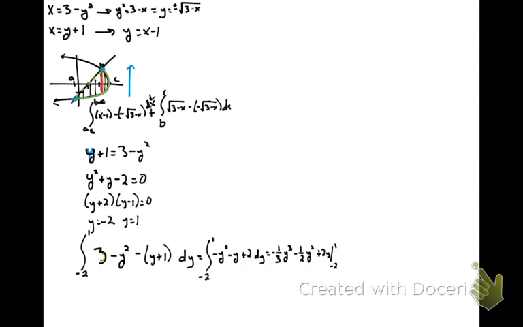Substituting in 1, this will be -1/3 minus 1/2 plus 2, minus, substituting in -2, this will be 8/3 minus 2 minus 4. And simplifying everything down, my area is 9/2 units. Right, so it just gives us another option, a way to think about finding the area between two curves.